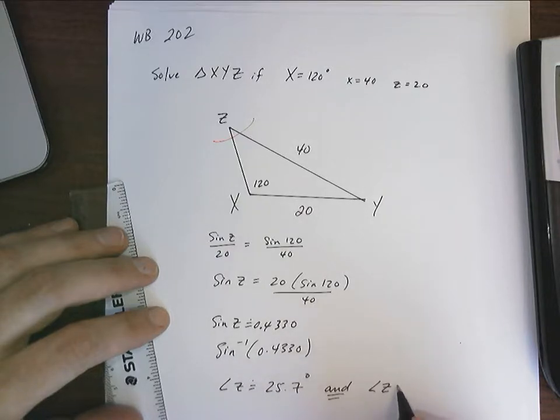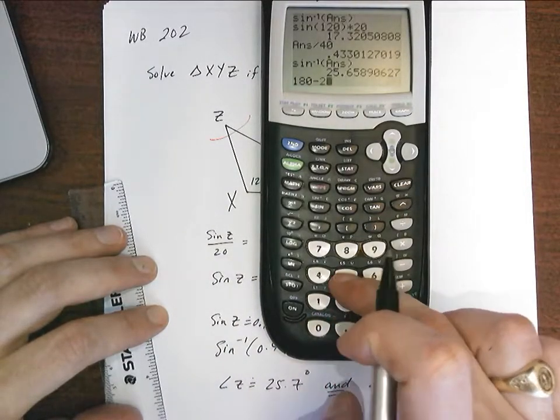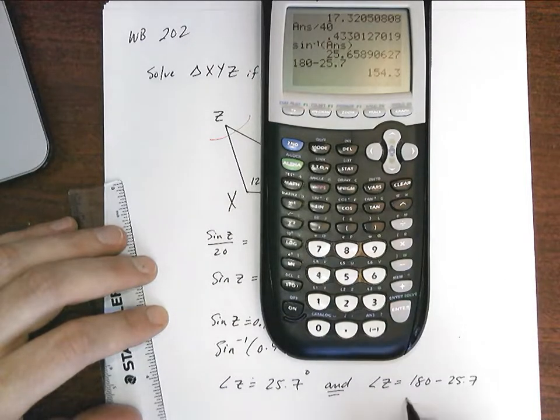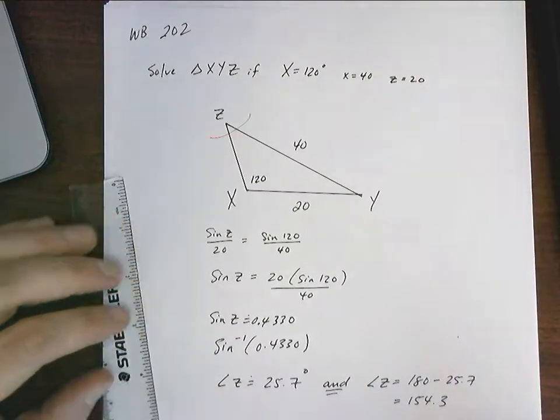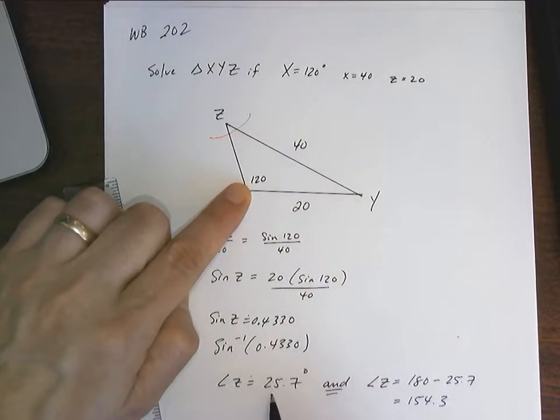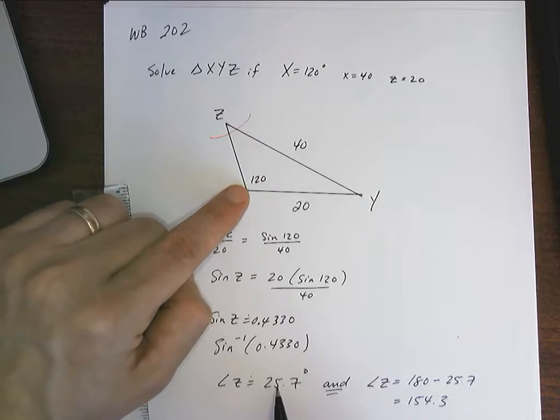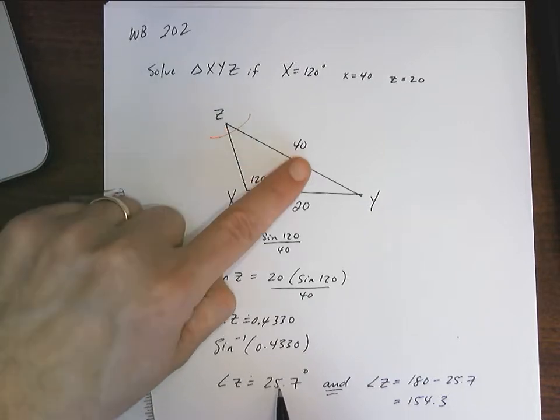And angle Z could equal 180 minus 25.7. 180 minus 25.7 would give 154.3. So the question is, this plus this, 120 plus 25.7 will give 145.7. It leaves some. It's less than 180. So I've got some for this angle over here.